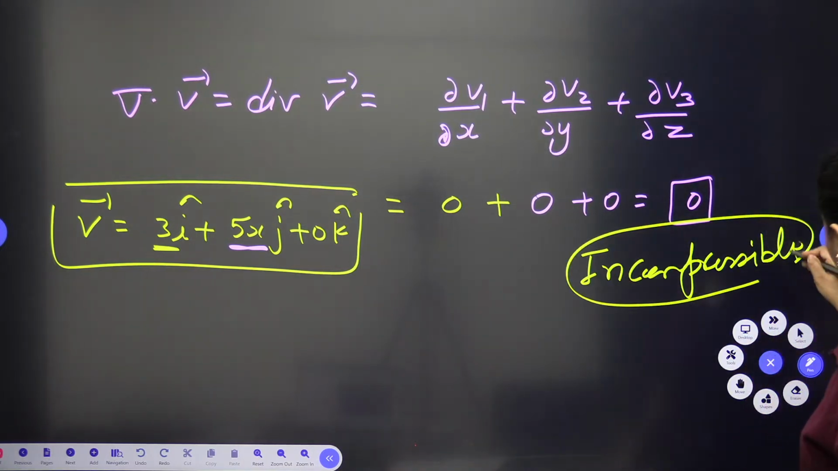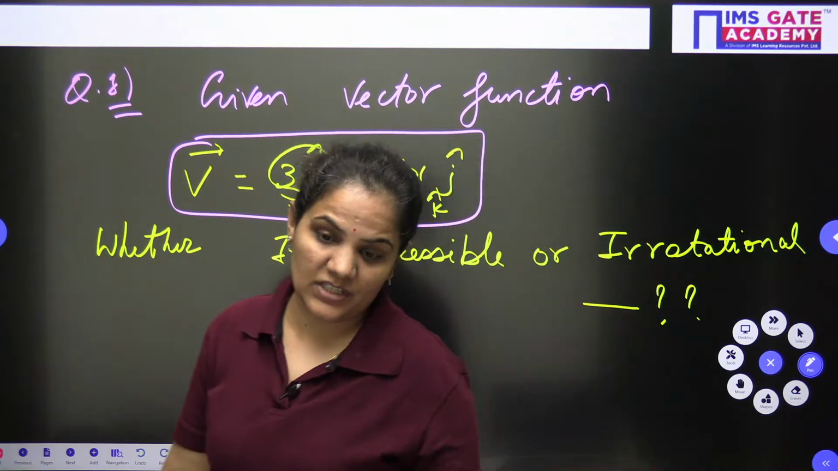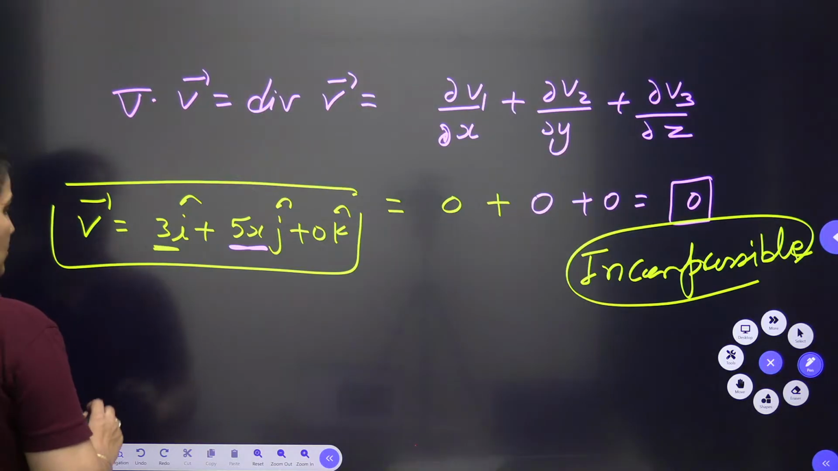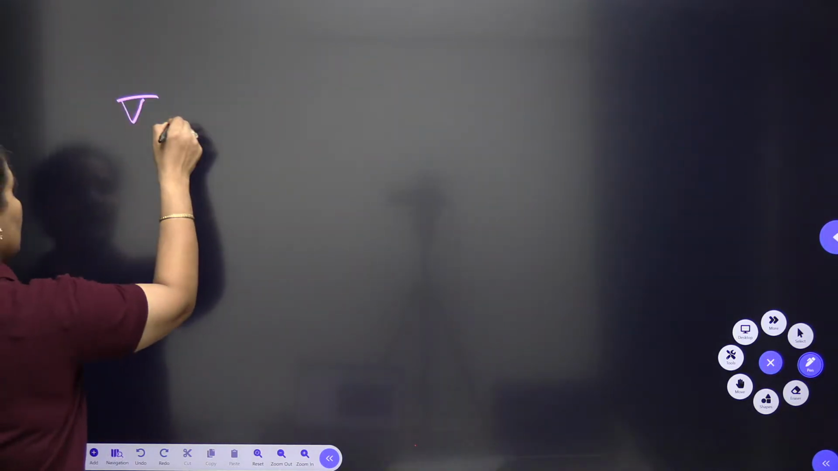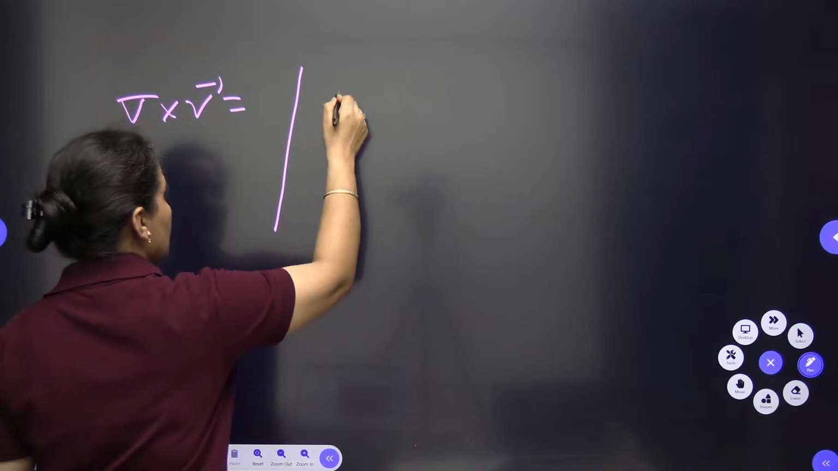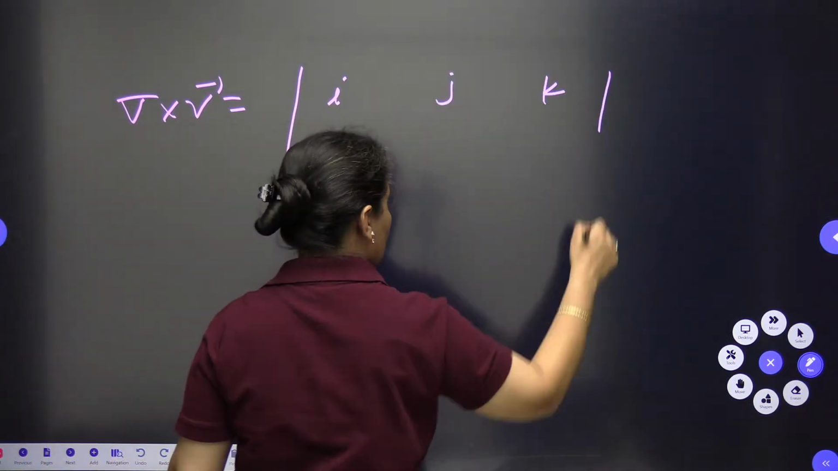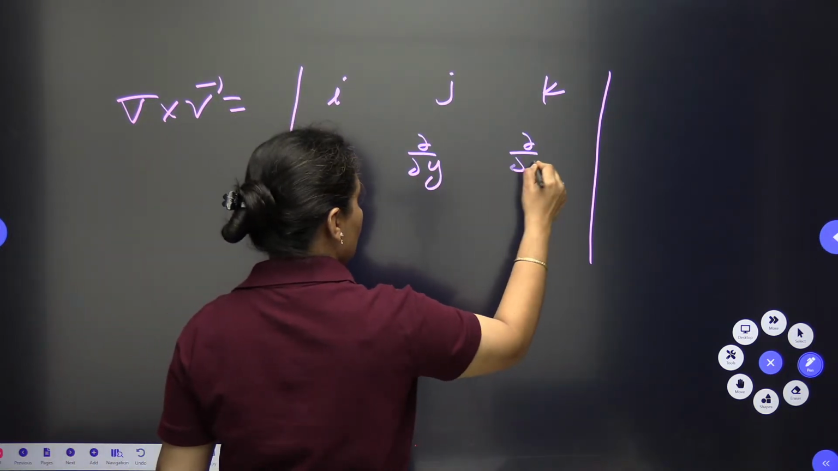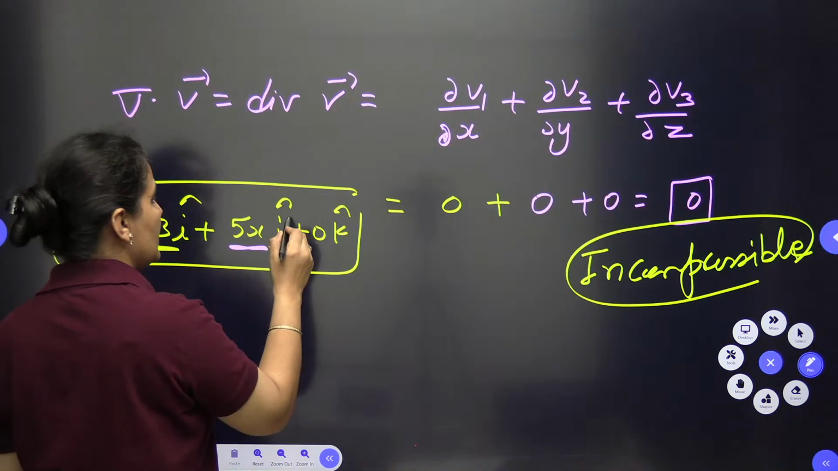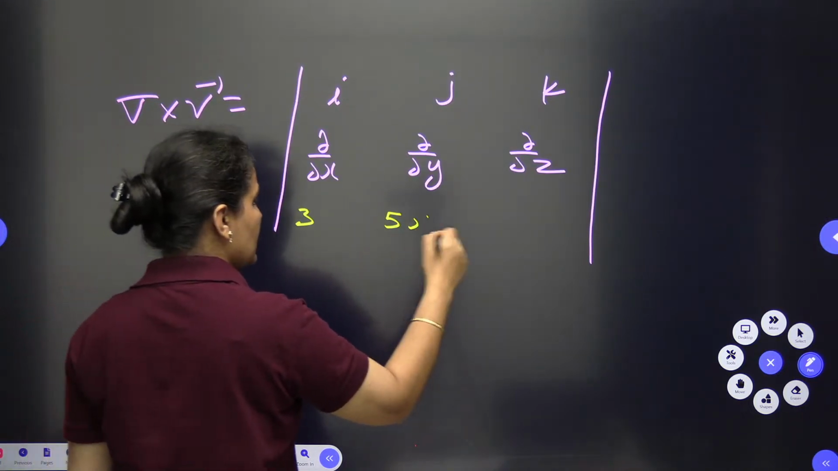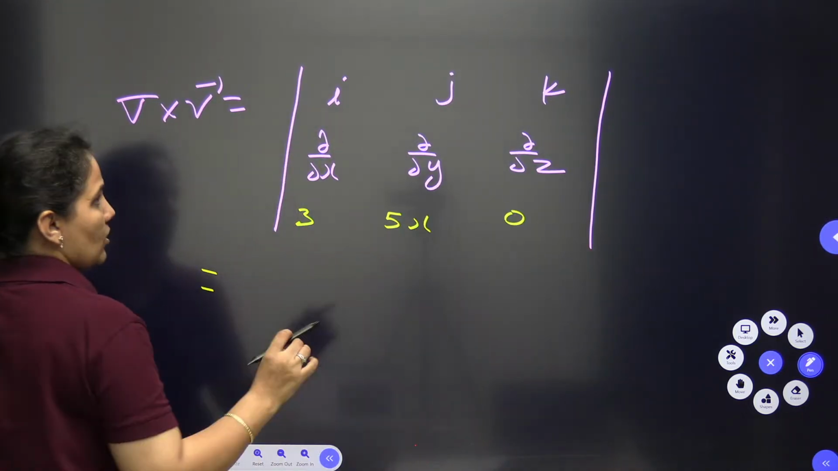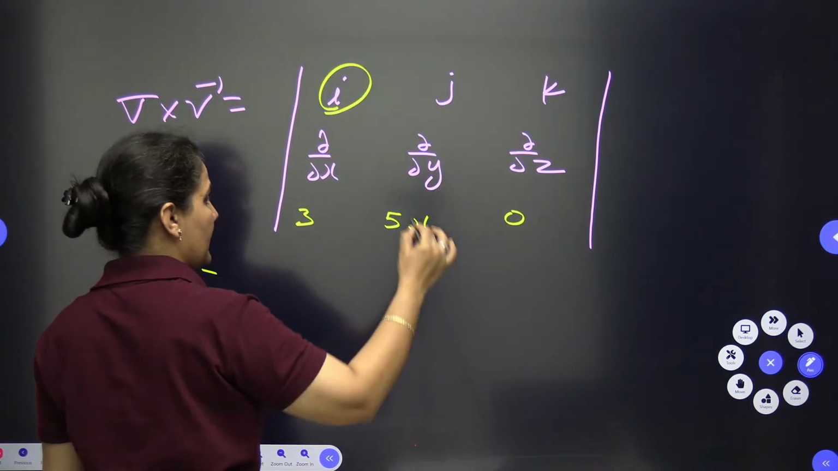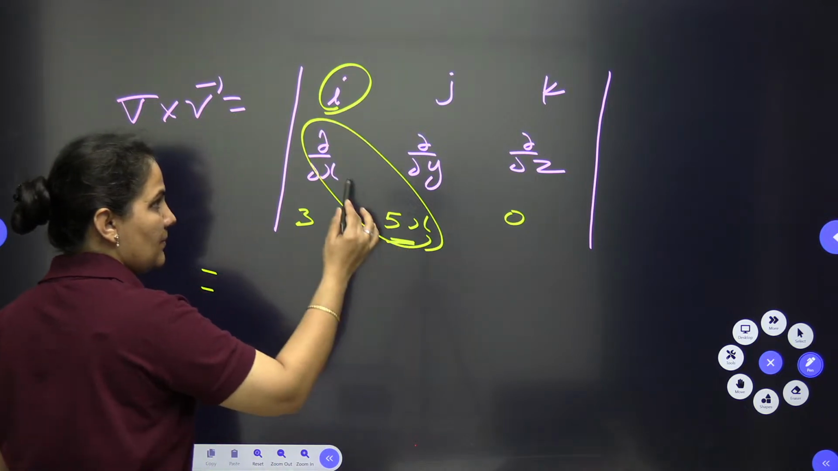Now let's check for the second one, whether it is irrotational or not. If it is irrotational, then we need to check the curl. The curl means cross product, del cross v, with i, j and k, then del by del x, del by del y and del by del z, then v1, v2, v3. v1 is 3, v2 is 5x and v3 we don't have, so 0.